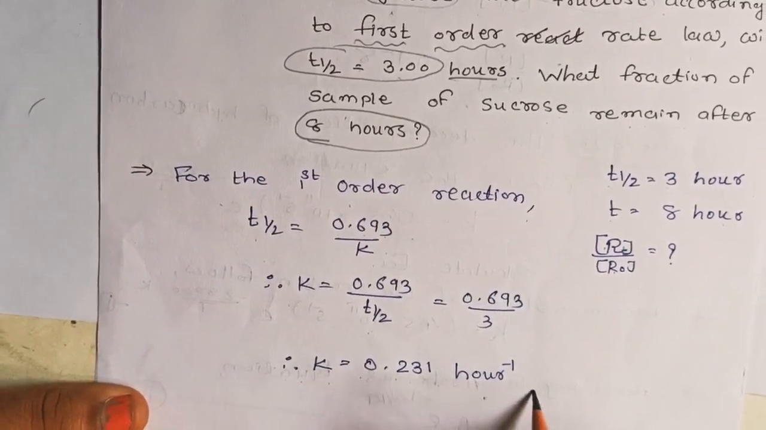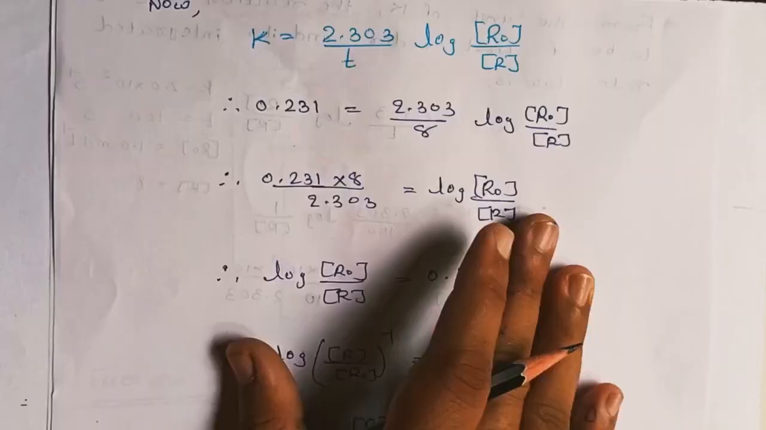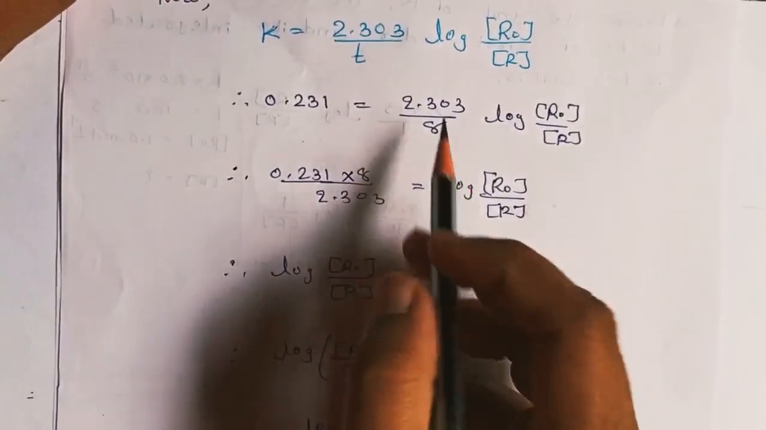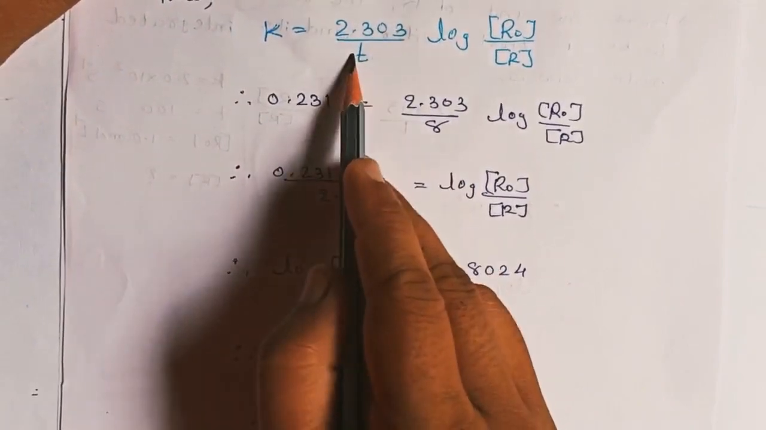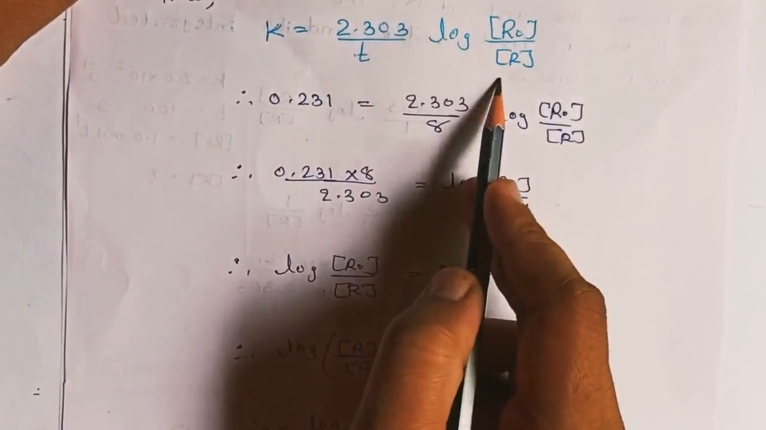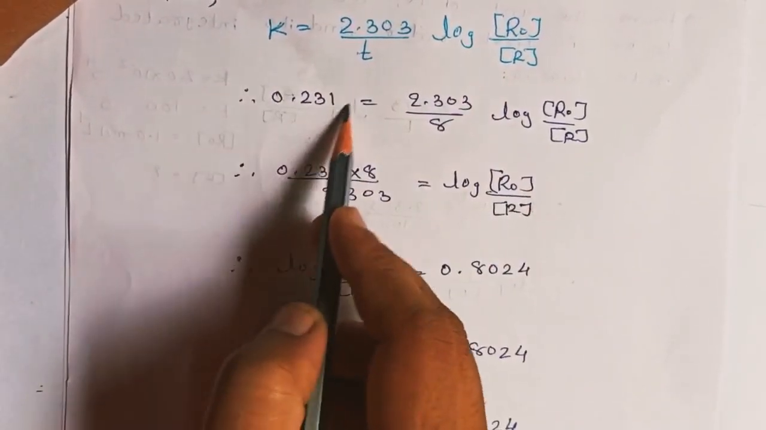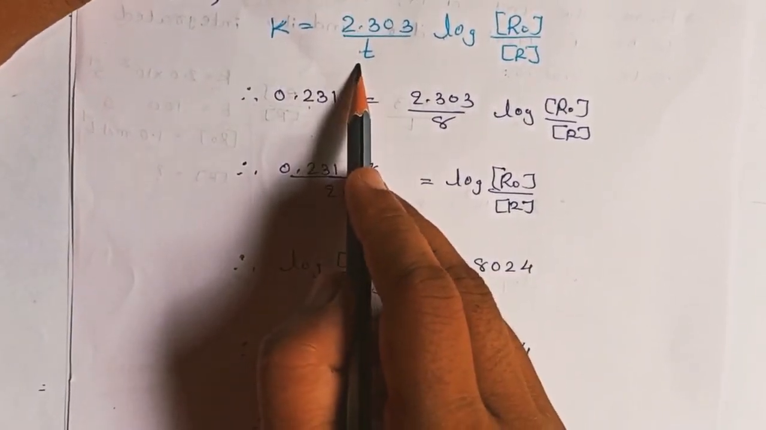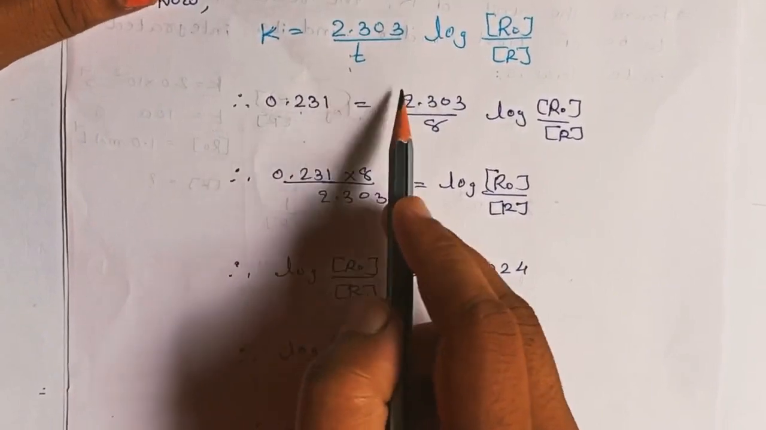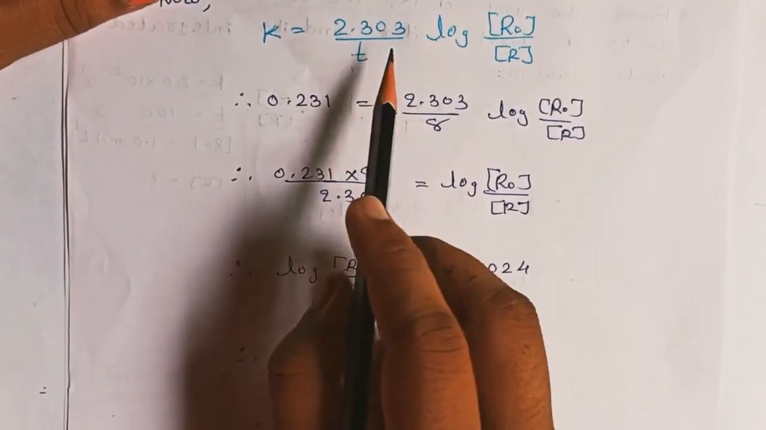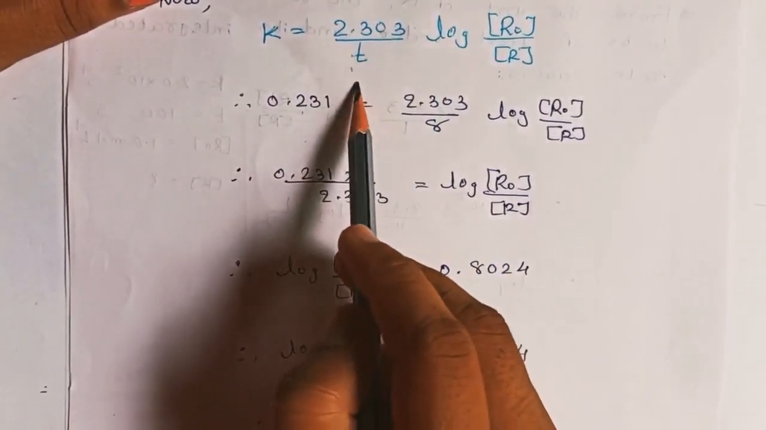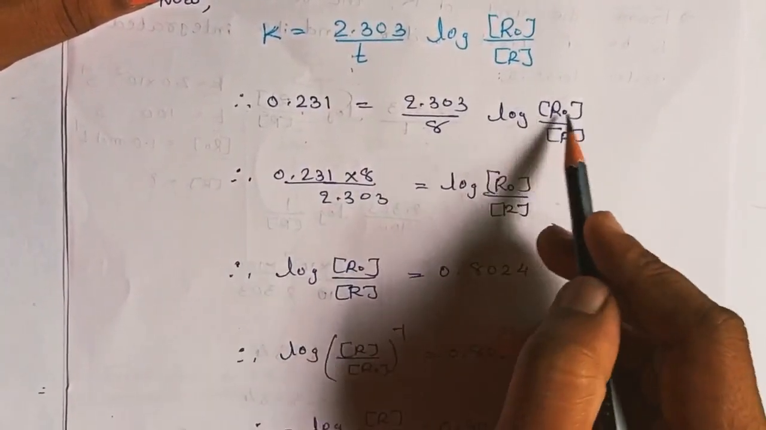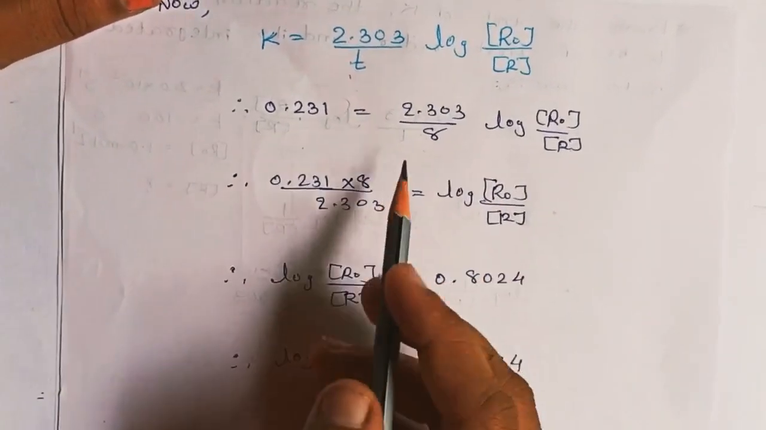So you will get k equal to 0.231 hour inverse. Now the integrated equation for the first order is k equal to 2.303 by t log R naught by R. We already found the value of k, replace that. t is given, we have to observe the remaining concentration of reactant, sucrose, after 8 hours, so our t will be 8, and log R naught by R.